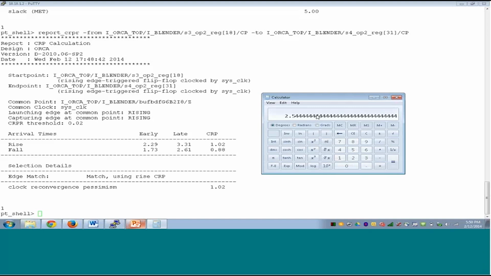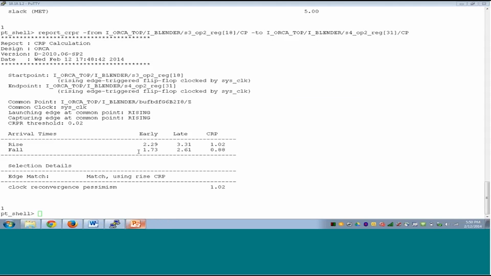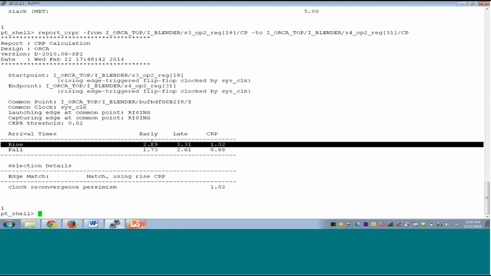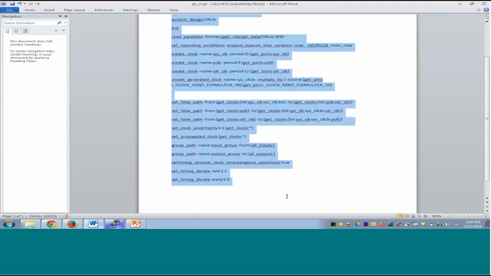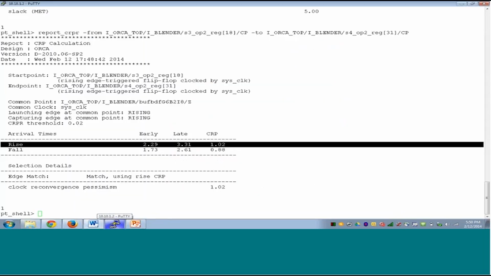So what I'll do, I'll divide 2.29 by 0.9. So actual delay is about 2.54, and 2.54 times 0.9 is the early delay, which is 2.29, and actual delay times 1.1 is the... it is strange, 3.31. I have to see what it is. I have to double check. So early is 2.29 because it is derated. Let me take the derate values. It's 1.1 and 0.9. Okay. So 2.29 is the early.